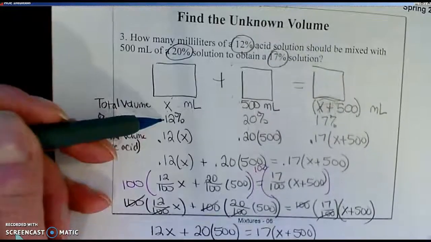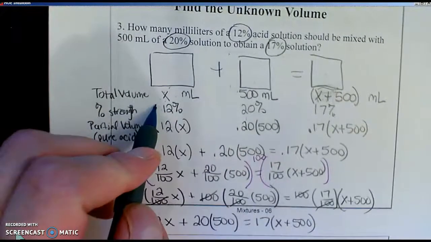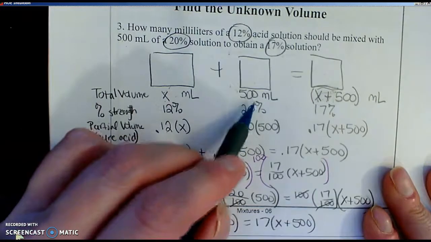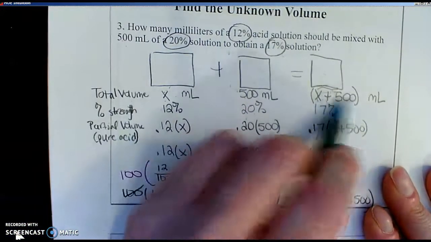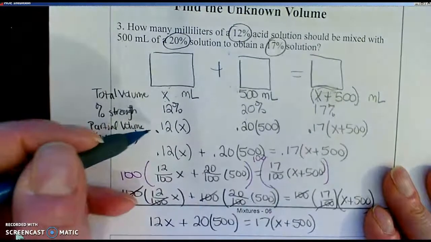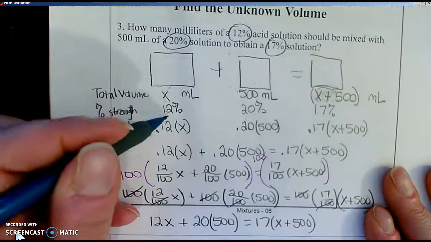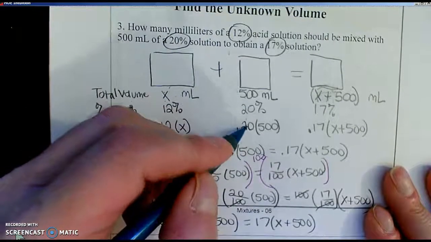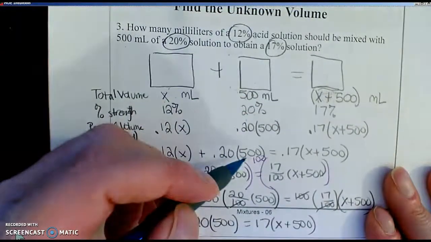And we are looking at the total volume, which is going to be the unknown volume from the 12% solution plus the 500 milliliters from the 20% solution. The total volume is whatever X is plus the 500. And the partial volume, the amount of pure acid, is going to be 12% of X. This is another way of writing 12% of X. This is another way of writing 20% of 500, and this is 17% of X plus 500.